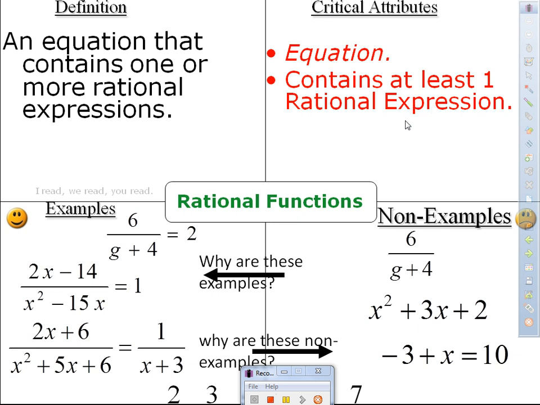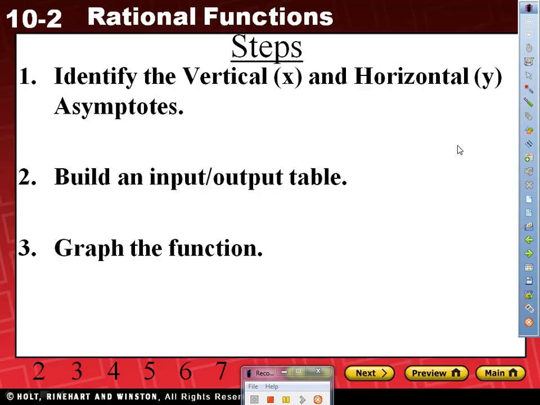But we do need to write steps. Write these steps down, please. Steps. Identify the vertical and horizontal asymptotes. Step 2, build an input-output table. And step 3, graph the function.